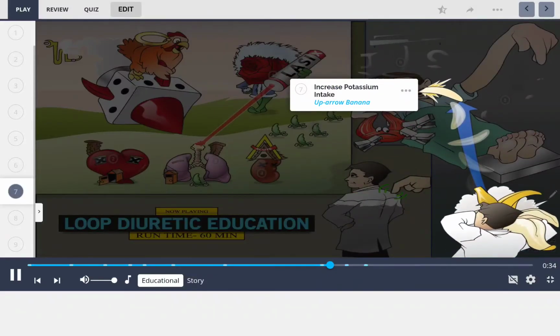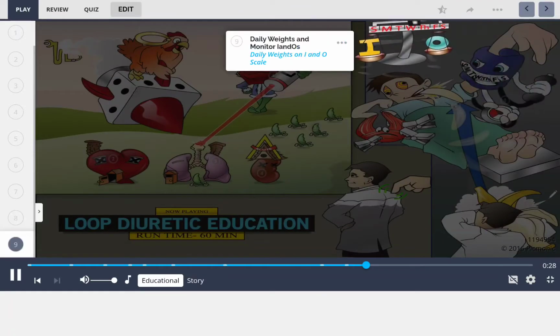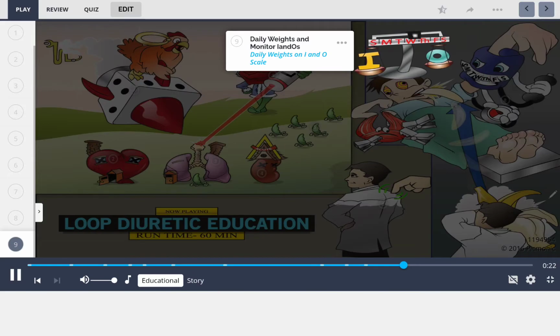Educating the patient to increase their potassium intake, the up arrow banana, as well as check their blood pressure daily, the daily BP, along with their daily weights and I&Os, the daily weights on the I&O scale, can help the provider to manage proper dosages.